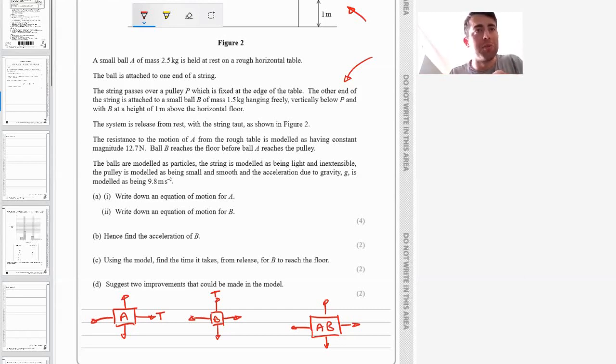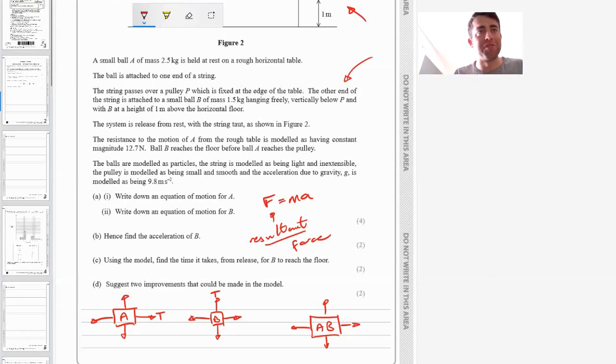And when you come to using Newton's second law, remember that in F equals ma, F stands for resultant force. So do all the diagrams first, find the resultant force in a certain direction, and then apply F equals ma. Only apply it after you've found the resultant force.